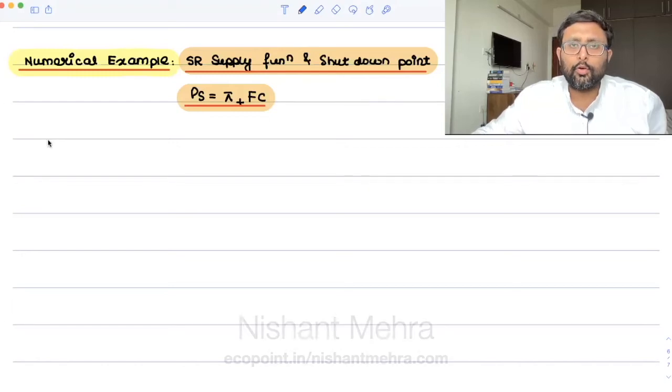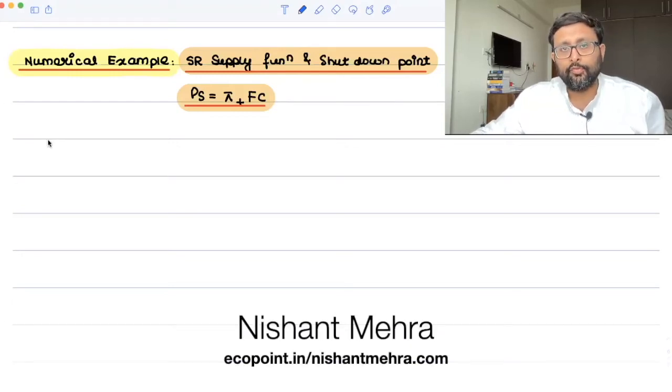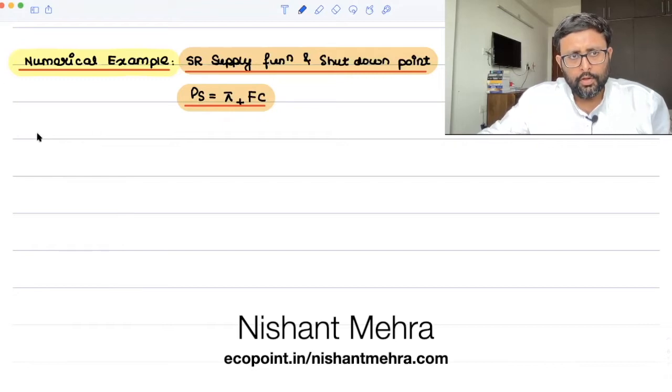Let us look at one numerical example on the concept which we have already done: deriving the short-run supply function and the shutdown point. And this concept, your producer surplus is equal to profit plus fixed cost in the short run. So this is example one.